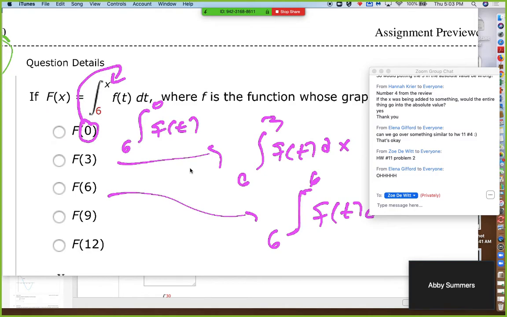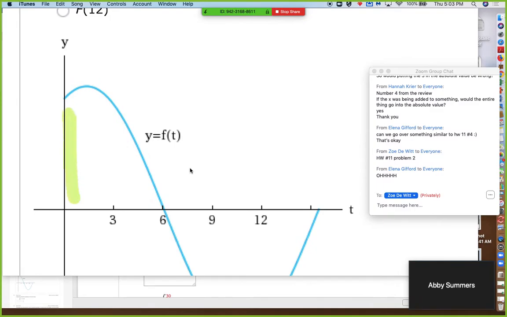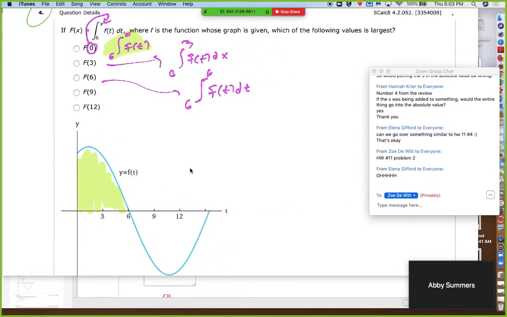Interestingly enough, there's the whole backwards thing going. I'm going to highlight this one because it's really cool. It's 0 to 6, but it's backwards. When you go 0 to 6, you're looking at this region right here. It's positive, but when you put the bounds backward, you end up with a negative result. And it says, which of the following values is largest.